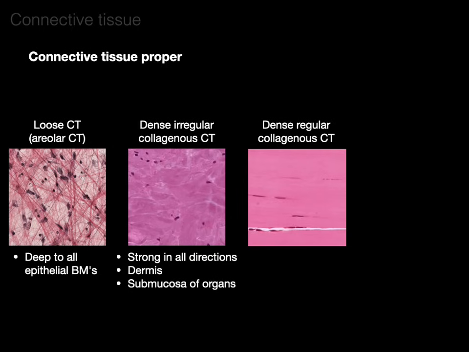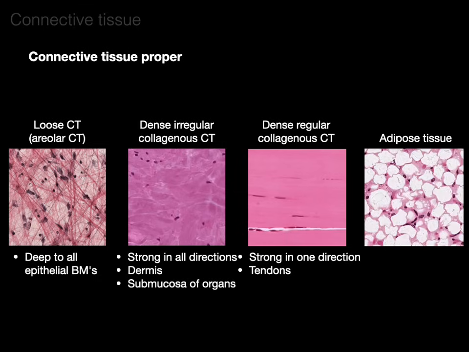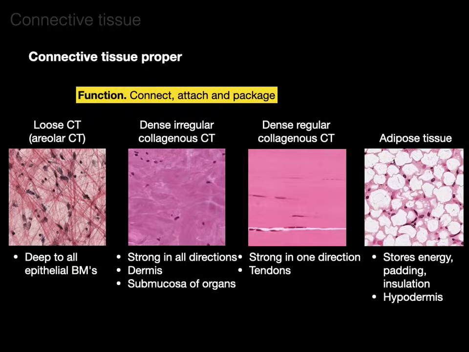In contrast, dense regular collagenous connective tissue is strong in one direction, like in a tendon, because the collagen fibers are lined side by side with each other, just like you'd imagine wheat growing in a field. And then finally, adipose tissue, which is basically adipose cells together. It stores energy, padding, and insulation, and the primary place you find this is the hypodermis. All right, so connective tissue proper connects, attaches, and packages.